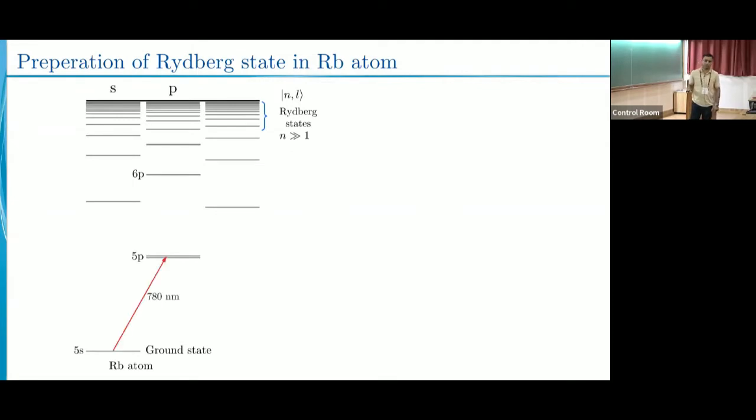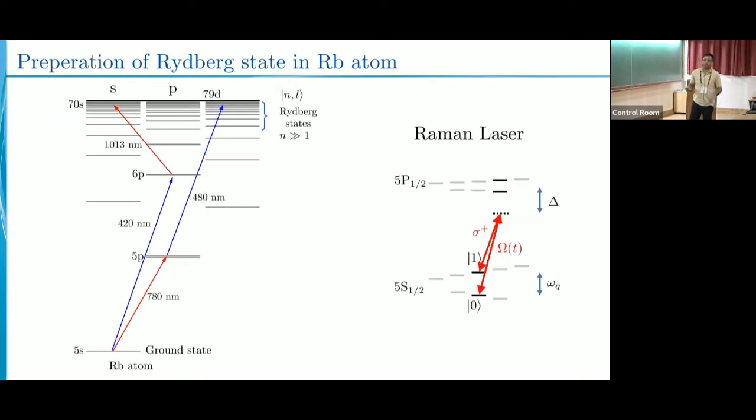So far, three groups are the main groups around the world. They get this using the 480 nanometer laser I'm showing here; this is the Saffman group at Wisconsin University. Another approach uses 420 plus 1013 nanometer lasers; this is the Lukin group at Harvard University. So they have a different approach. Both groups have shown quantum gates, with recent publications. They have shown the quantum Fourier transform, and the Lukin group has also shown error correction. So they have reached far ahead of us, and we are still at the first stage.